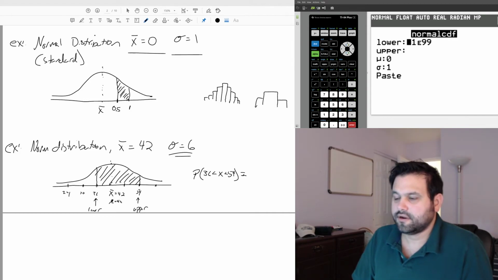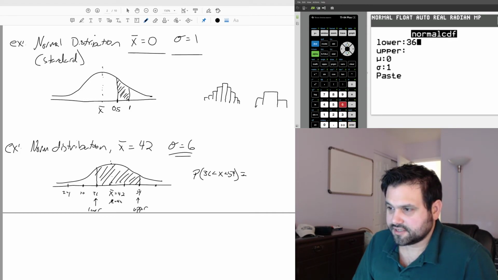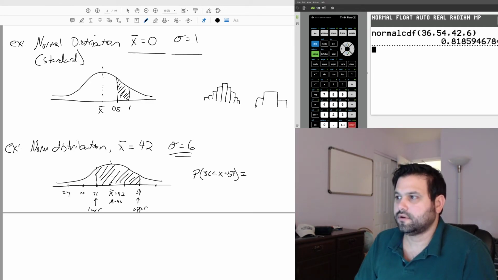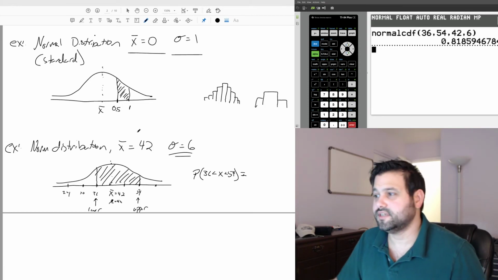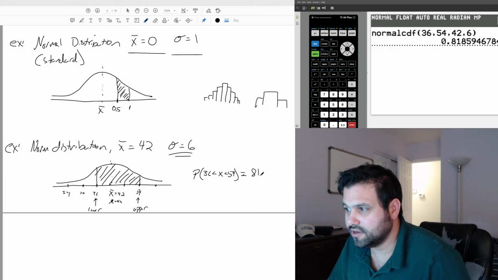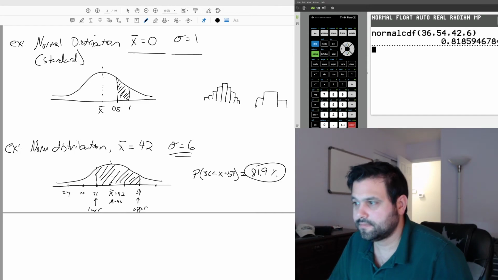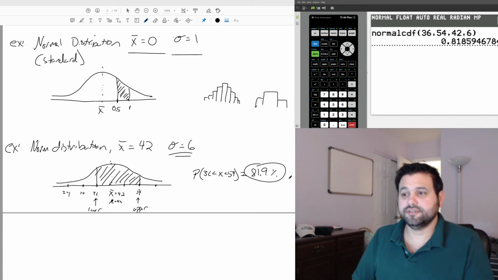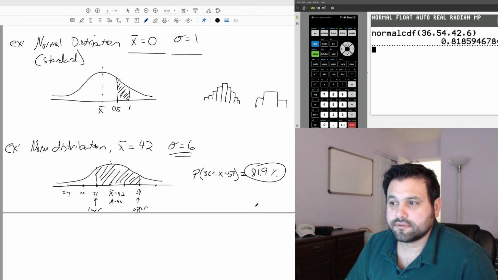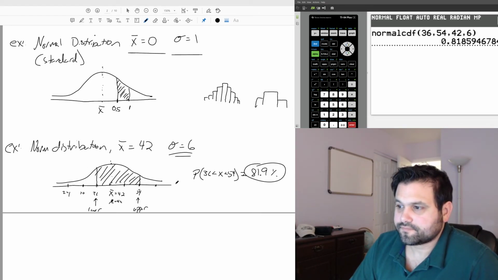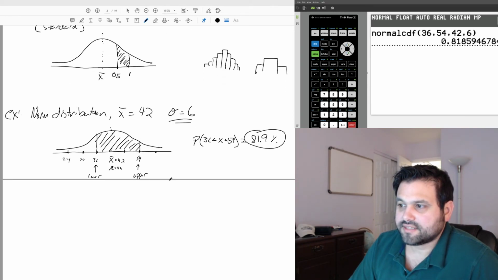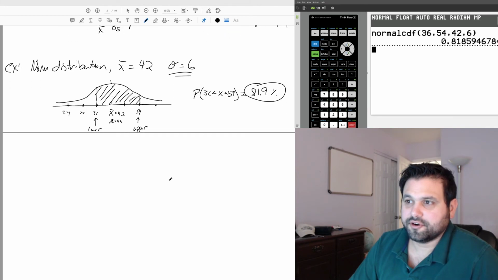So going back to the calculator, lower bound, 36. Our upper bound is 54. Our average is 42. And our standard deviation is 6. So what's the probability? We get about 81.9%. So yes, pretty high probability there. Okay, and that is essentially how we figure out the normal distribution. Okay, so that's finding probabilities under the curve.